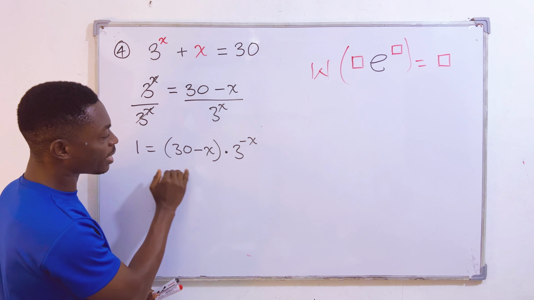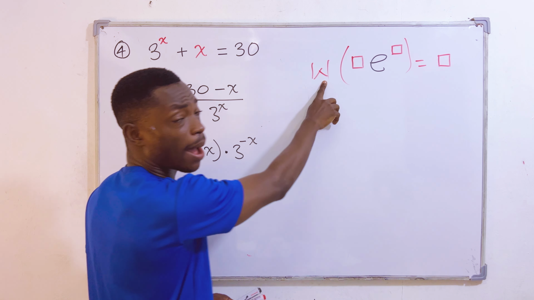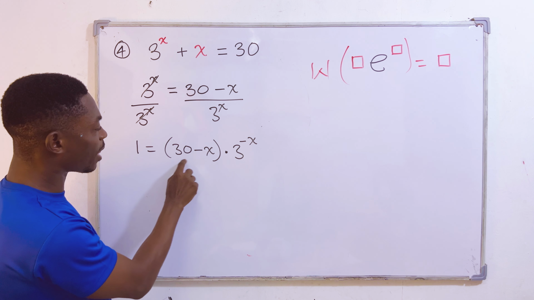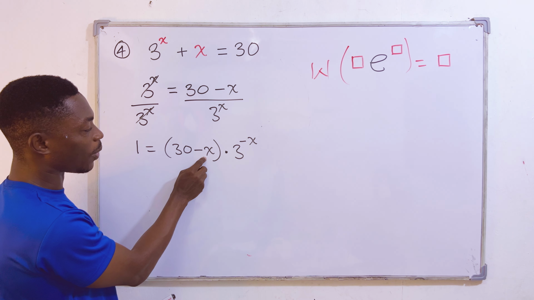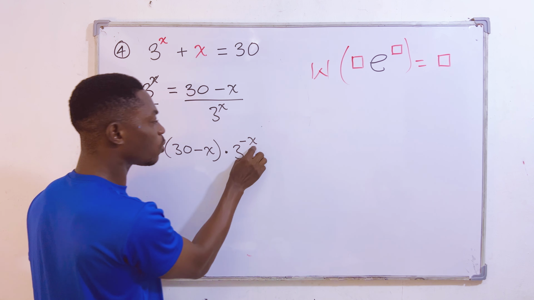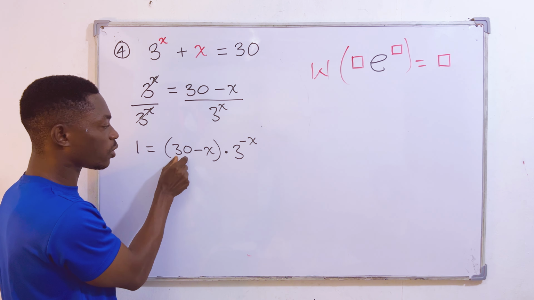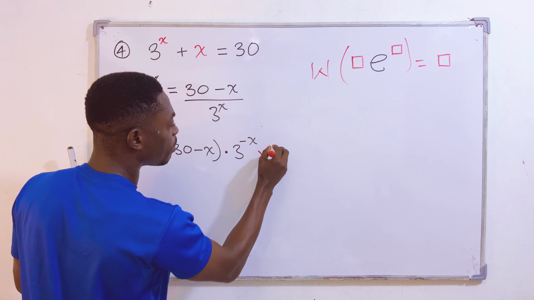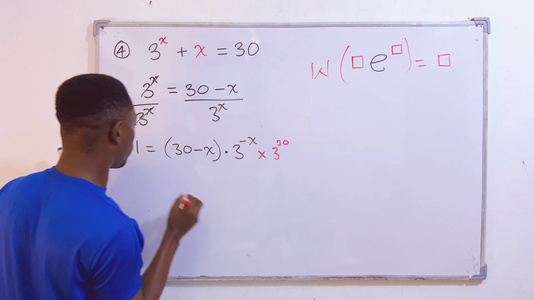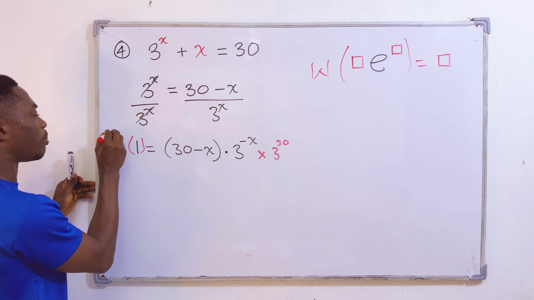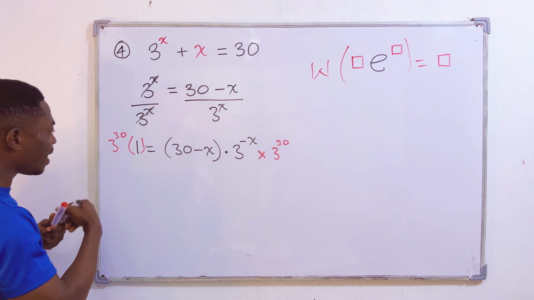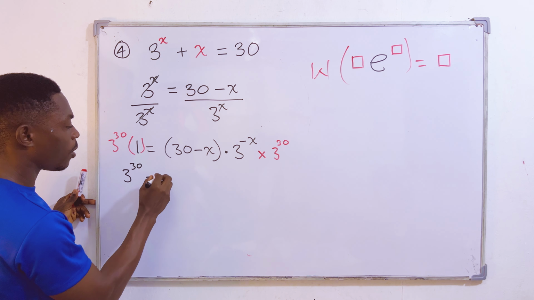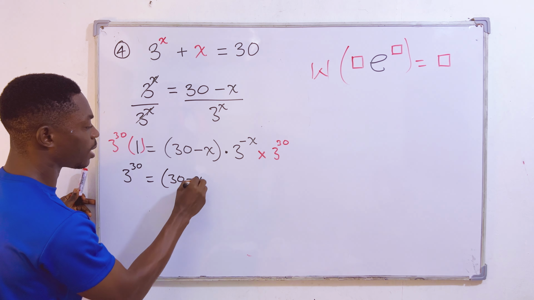How do I express the right-hand side to look exactly like this so that I can apply the Lambert W function? Well, it turns out that since we have 3 here and then we have 30 minus x right here, which is not the same as this one, I'll try to get at least 30 minus x. To achieve this, I'm just going to multiply both sides by 3 to the power 30. And here also by 3 to the power 30. And I know that at least the left-hand side is giving me 3 to the power 30. And this is equal to, here we have 30 minus x.